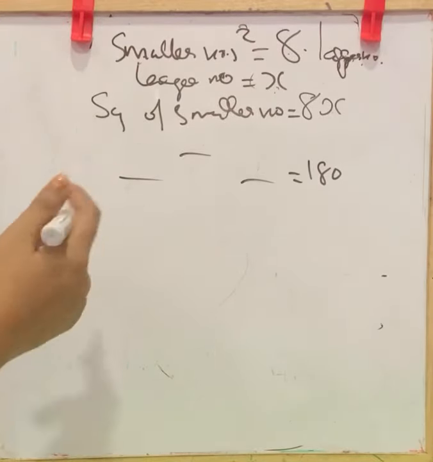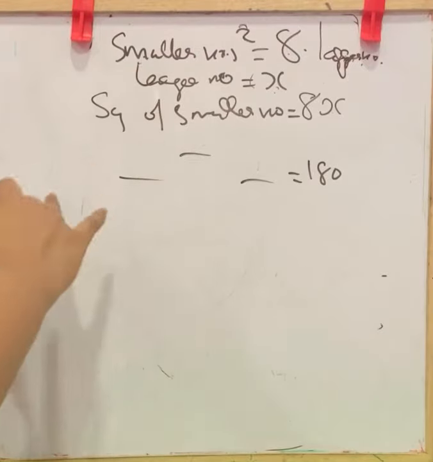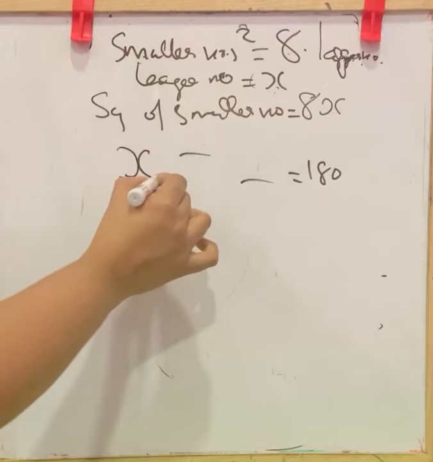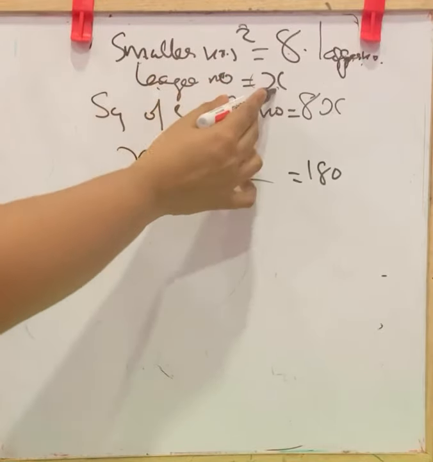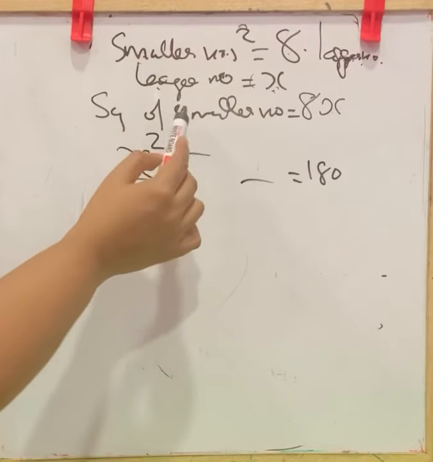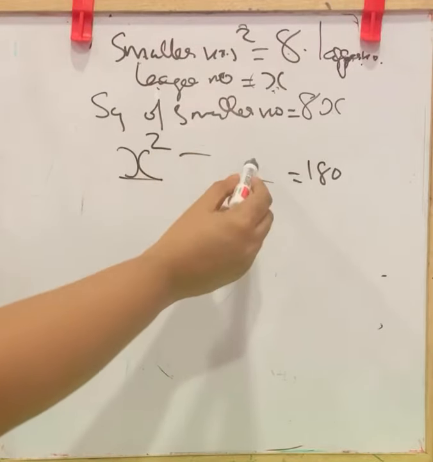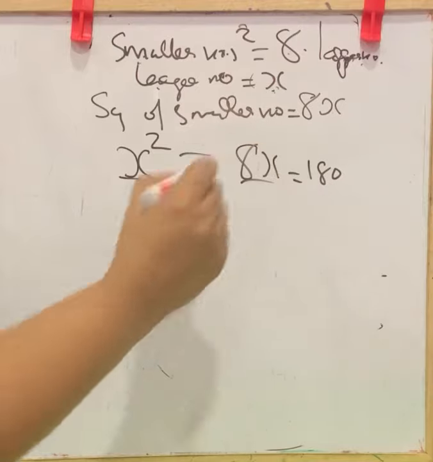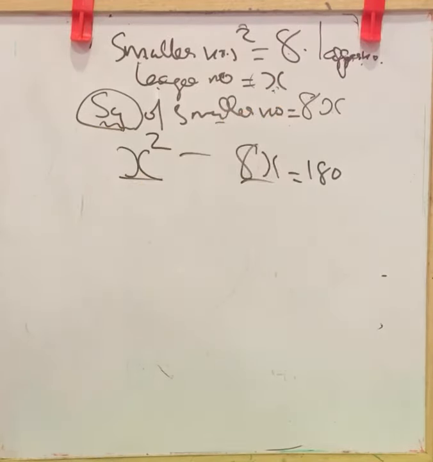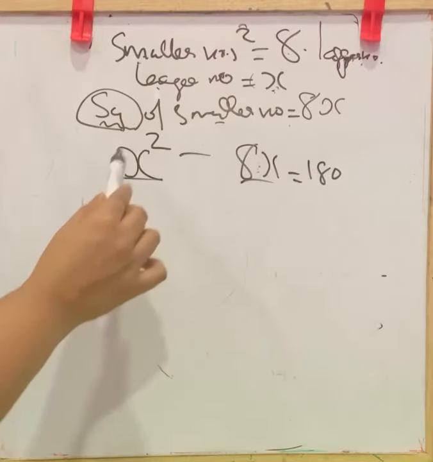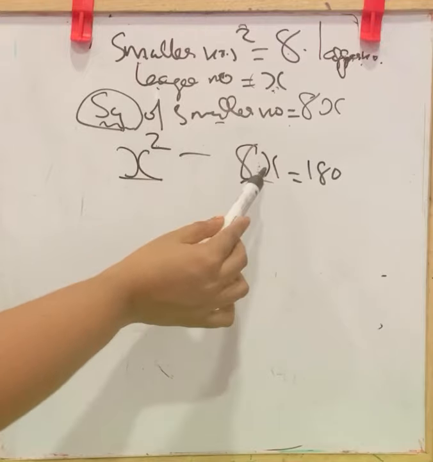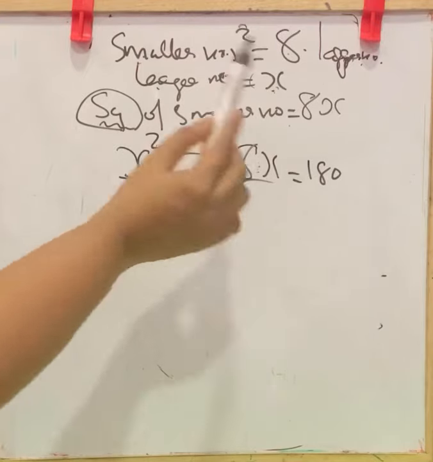The next condition is the difference of squares of two numbers is 180. So first we will write the larger number's square. The larger number is x, its square will be x square. Now it is already given that the smaller number's square is 8x. We don't want to square it again because it is the square of the smaller number. So x square minus 8x, that is, larger number square minus smaller number square, equal to 180.